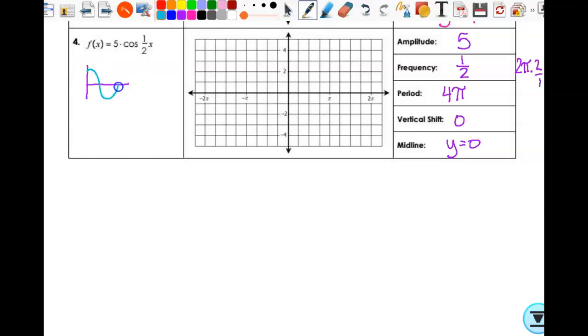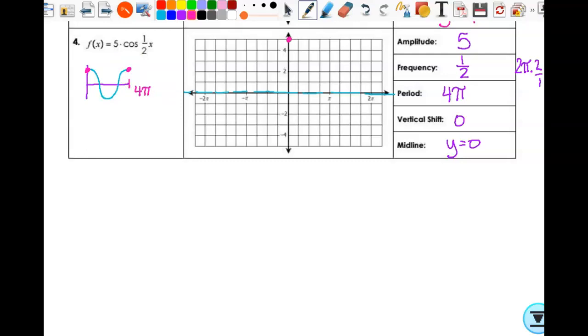This is cosine. So this is what my parent function looks like basically. And my midline is at y equals 0. All right, everybody with me? Okay, so I start on the y-axis, and for my parent function, this is 1, but it's the amplitude of whatever my function is. So from here, I go up 1, 2, 3, 4, 5, right here. Then the next thing I do is the end of the period, which would be at 4 pi.